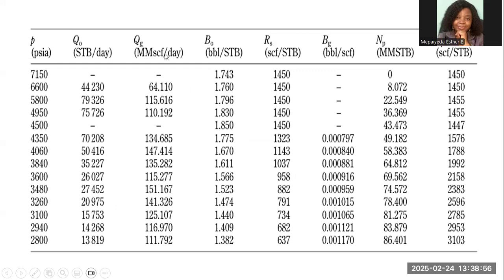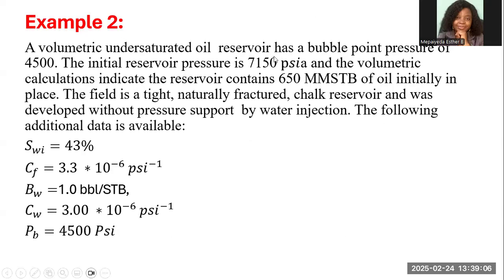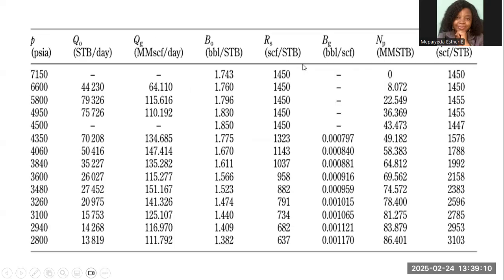So let's look at the production profile we're given for the question. The initial pressure was 7150 psi. I believe you still remember that. Let me go back to the question. Okay, 7150 psi. So we have pressure ranging between 7150 to 2800 psi.